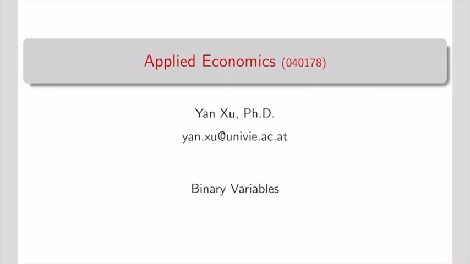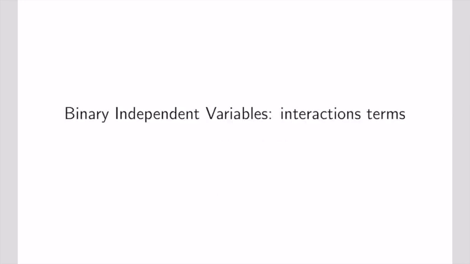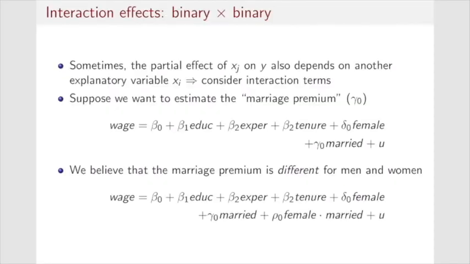Welcome back. We will continue with the binary independent variables, but in this video, we will focus on the interaction terms. Sometimes, it is natural to have the scenario that the partial effect of an independent variable xj on y also depends on another explanatory variable xi. In other words, beta j is different for different xi. If the independent variable xi is binary, it means the partial effect of xj on the dependent variable y differs across different groups.